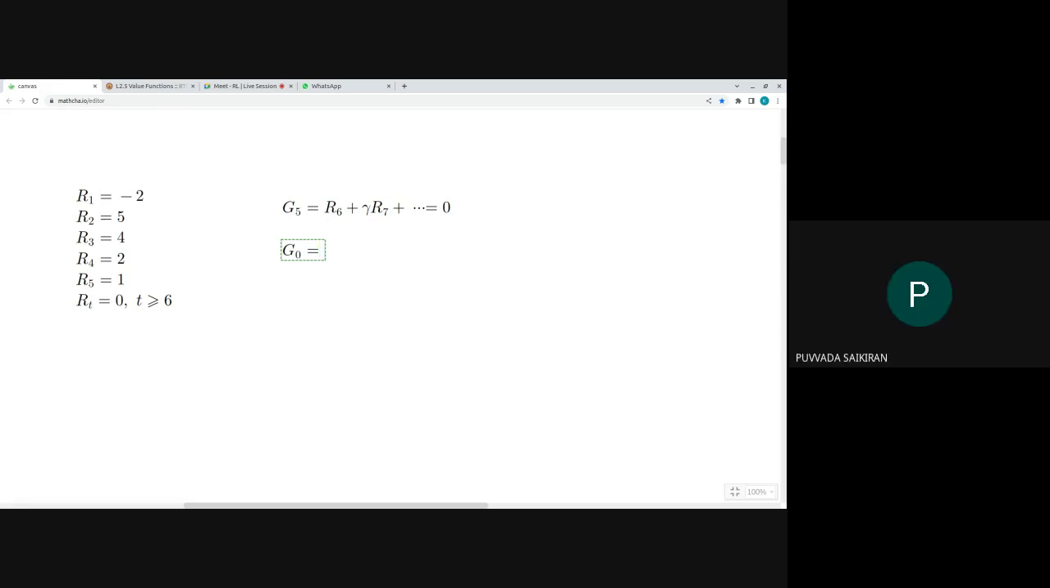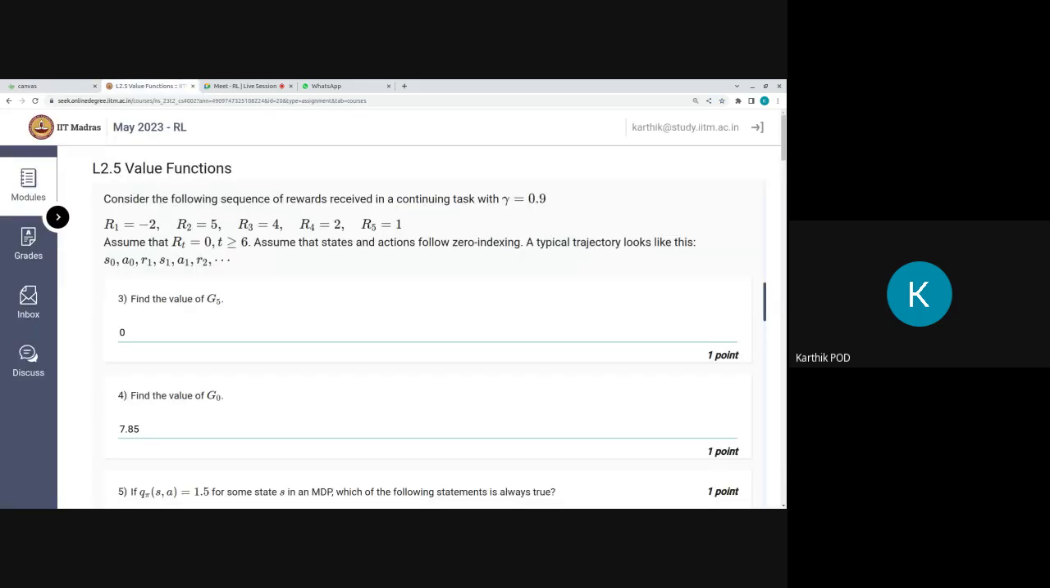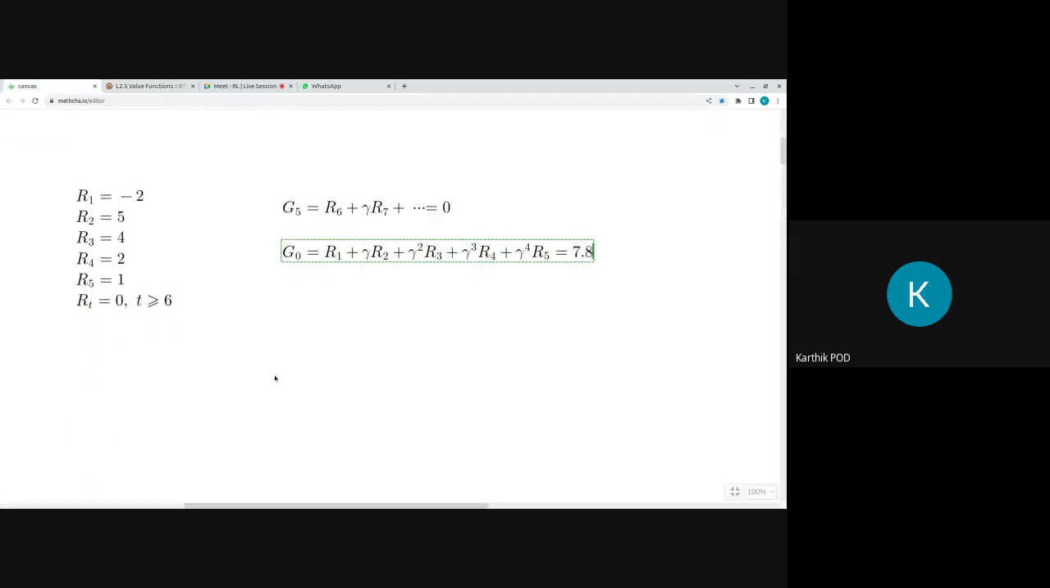Now, what about G0? It will be this whole thing, right? It will be R1 plus gamma R2 plus gamma squared R3, till R5, plus gamma cubed R4 plus gamma to the power 4 R5, right? So one way to compute is by substituting all the rewards, plugging in the value of gamma, so you'll get the final answer, which is say 7.85 in this case.